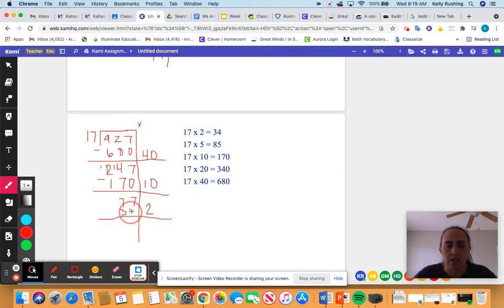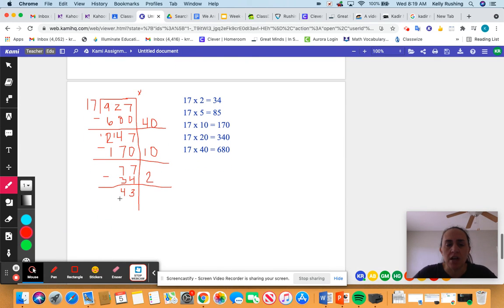I'm going to subtract again. 7 minus 4 is 3, 7 minus 3 is 4. Okay, so I'm not done yet because the 43 is not smaller than the 17, so I have to go at least one more step. Again, I'm asking how close can I get to 43 using the facts in my list. Again, I'm going to have to use the 17 times 2, which is 34. We're going to subtract, and we're going to get 9.